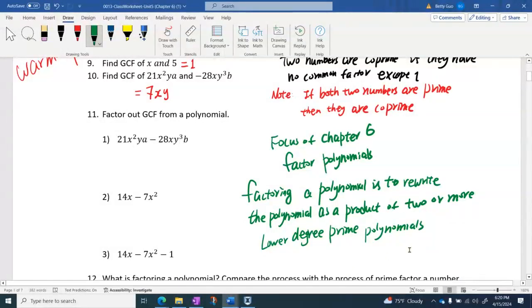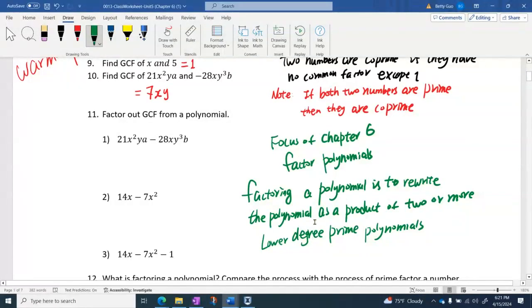That's the definition of the process of factoring a polynomial: to rewrite the polynomial as a multiplication of one or more smaller size polynomials. And those smaller size polynomials have to be prime with lower degree. We don't have to understand this concept right now. We have the whole chapter to understand this.